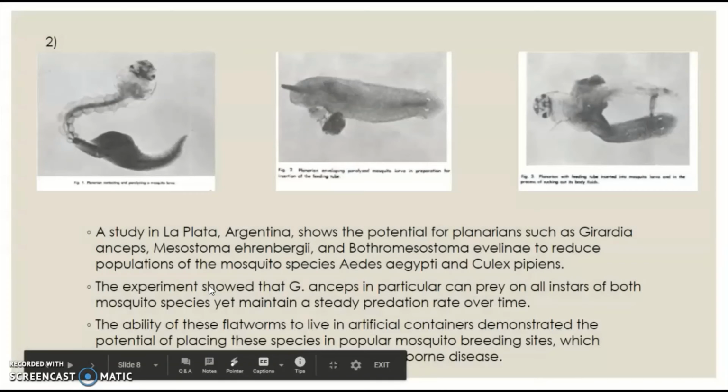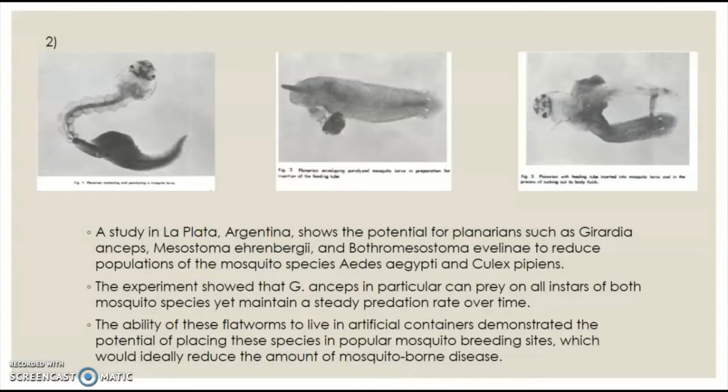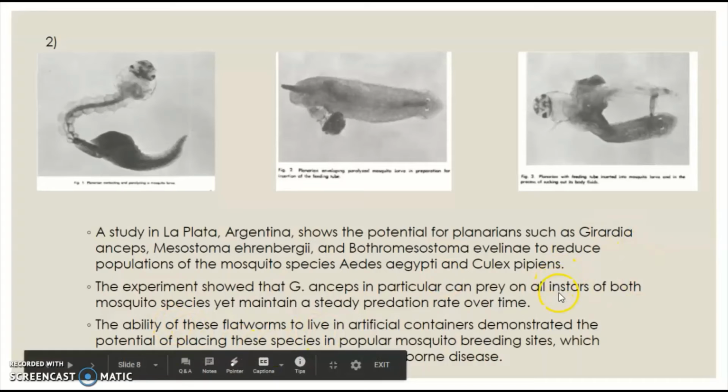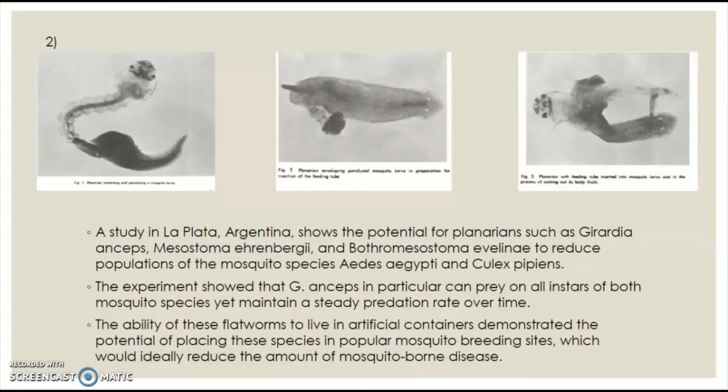Second, a study in La Plata, Argentina shows the potential of planarians such as Girardia anceps, Mesostoma ehrenbergii and Bothromesostoma evelinae to reduce the population of mosquito species Aedes aegypti and Culex pipiens. The experiment showed that G. anceps in particular can prey on all instars of both mosquito species yet maintain a steady predation rate over time. Instars means the babies of the mosquito, I mean the larva, the mosquito's larva.